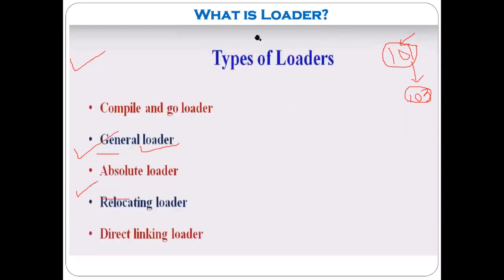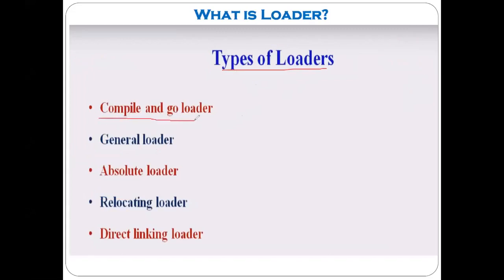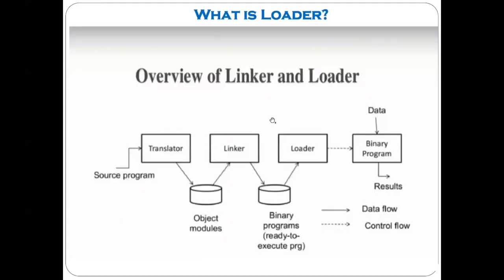Now the next important point we have to discuss is the different types of loaders. On this point also a number of questions are asked many times. Some of the types of loaders we are going to discuss here. First is the compile and go loader. Then we have the general loader, absolute loader, relocating loader, and the direct linking loader. Okay, let's see them one by one.